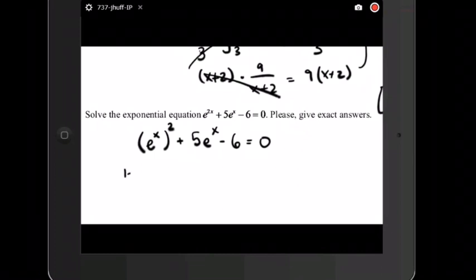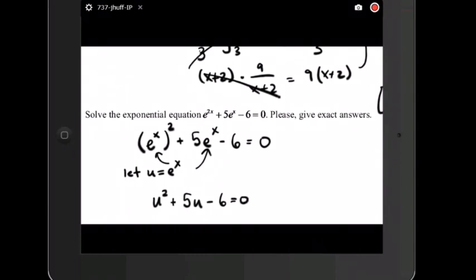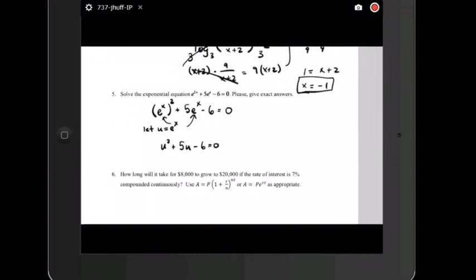But if I said let u equal e to the x, now I'm going to substitute. Anytime there's an e to the x, I'm going to put a u there. So this could be written as u squared plus 5u minus 6 equals 0. And now we have an equation quadratic in form that we can solve by factoring. So we could say u plus 6 and u minus 1 equals 0. So then our solutions would be u equals -6 and u equals 1.